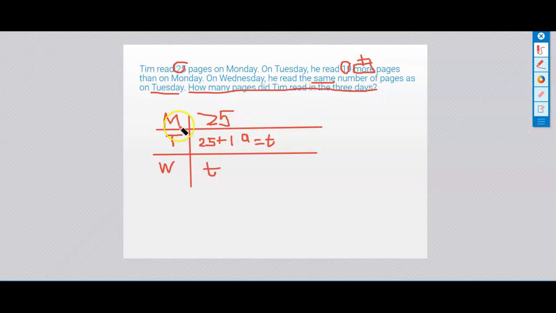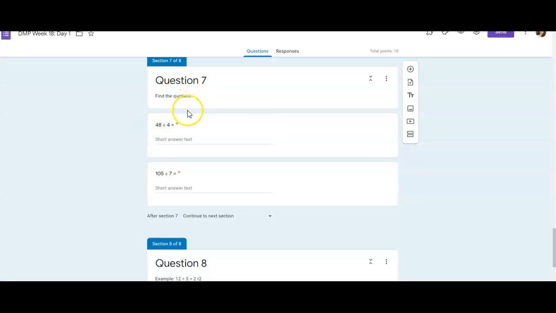So here's my table. Monday, he read 25 pages. Tuesday, he read 25 plus 19, because he read more of that, and I used T for Tuesday. And once you find that answer, you can add that to Wednesday's amount to find how many did he read for the 3 days. Question 7, find the quotient, 48 divided by 4. What's the answer to that? That's a math fact. And 105 divided by 7. I'll walk you through that one.